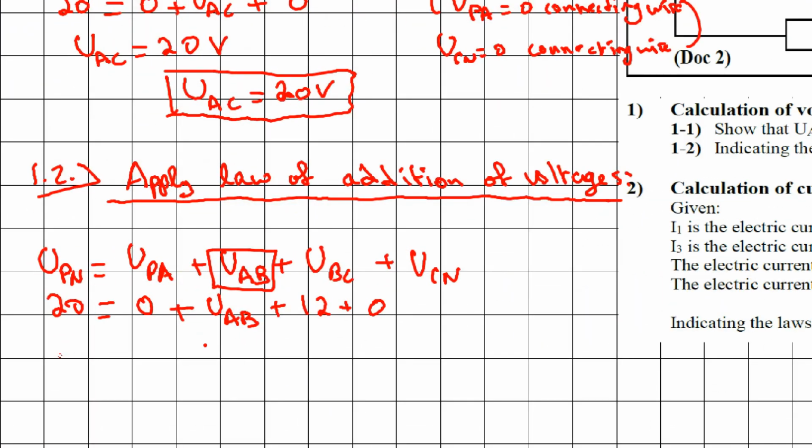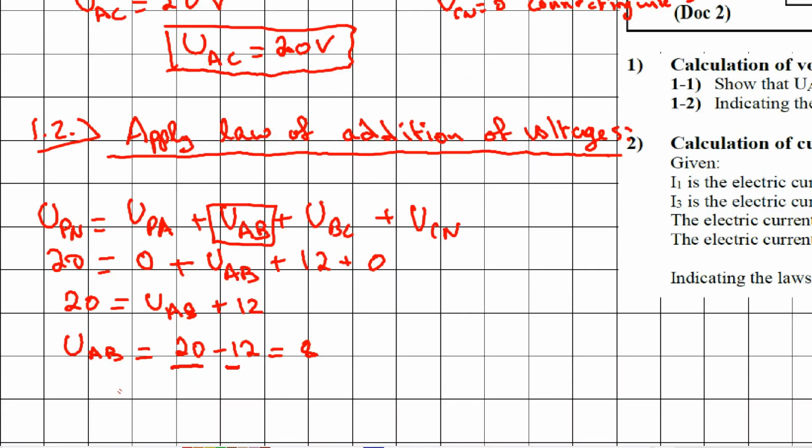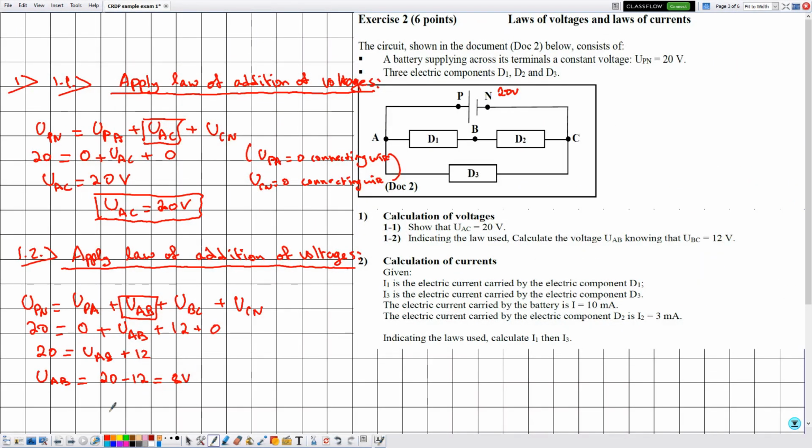Now, what's the type of this equation? This is a linear equation with one unknown, UAB. So how do you solve this equation? We put UAB on one side and all the other numbers on the other side. Then 20 is equal to UAB plus 12. Then the value of UAB is 20 minus 12, which is equal to 8. Since both 20 and 12 are expressed in the SI unit, volts, the value of UAB is 8 volts.